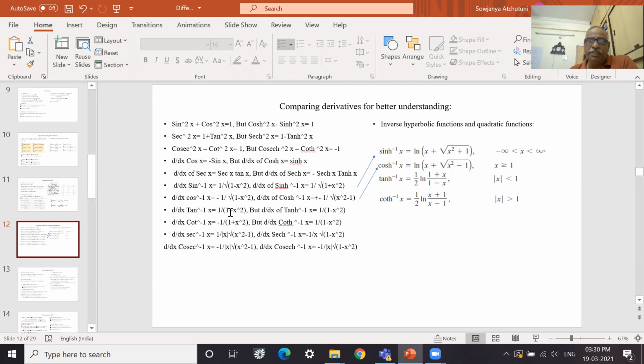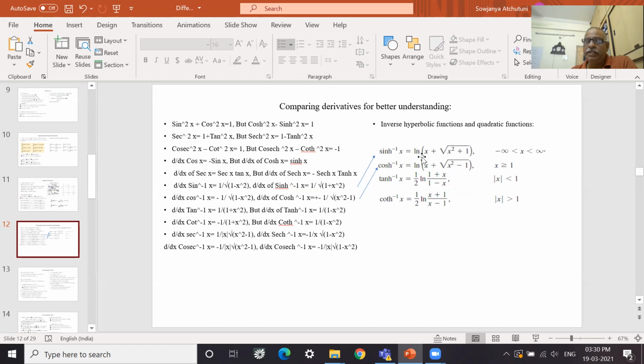Tan inverse x is 1 by 1 plus x square, and the hyperbolic one is 1 by 1 minus x square. Minus 1 by 1 plus x square for cot inverse, and this is 1 by 1 minus x square. These two are same. Secant inverse x is 1 by x root x square minus 1, and cosecant inverse x is minus 1 by x root x square minus 1. Both are same.